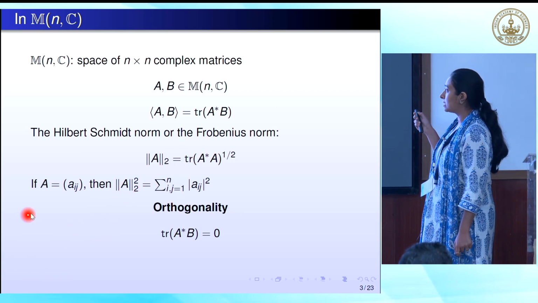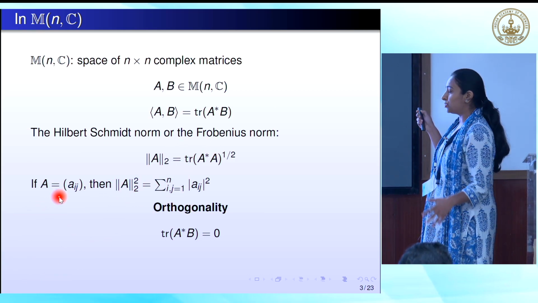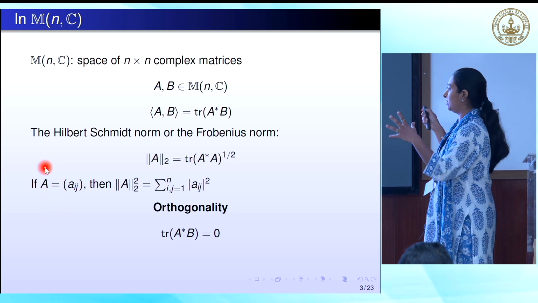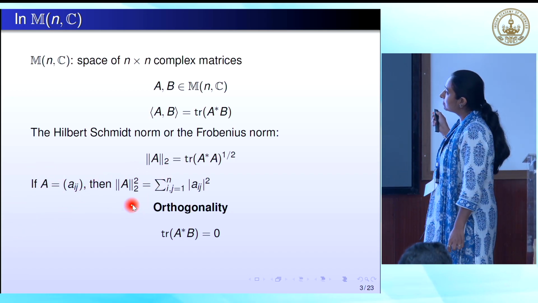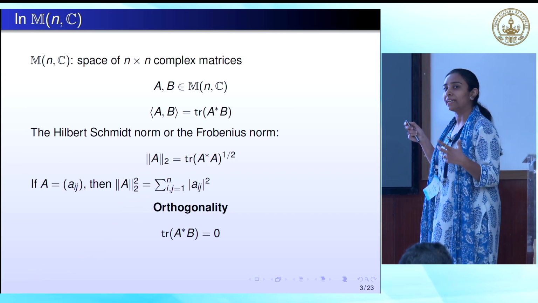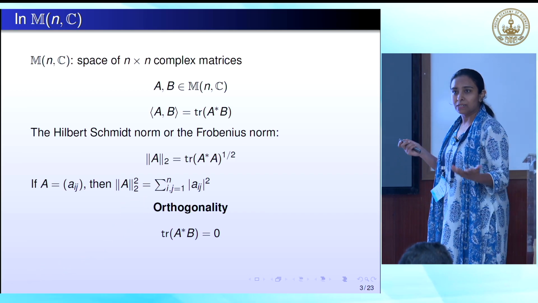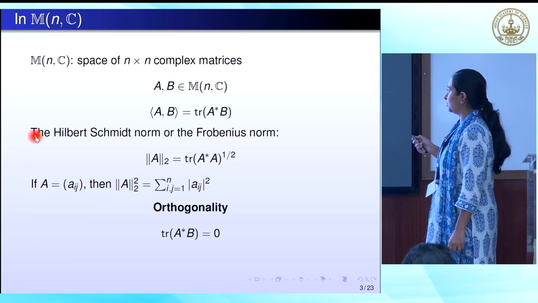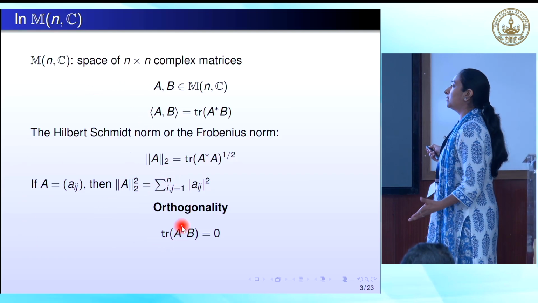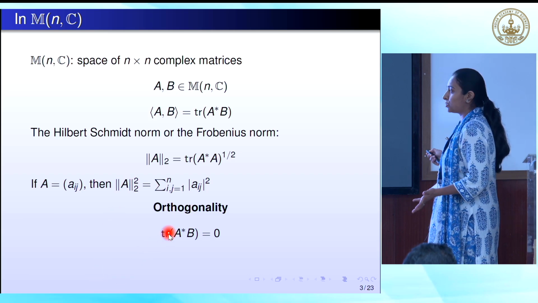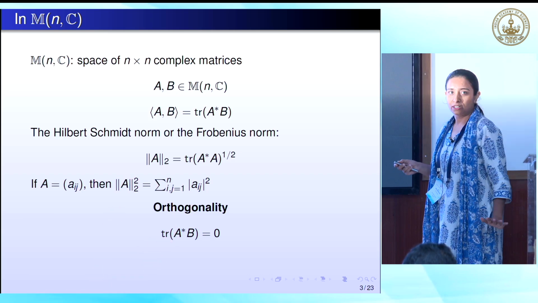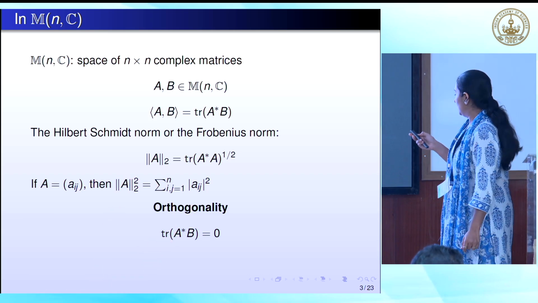So if A was this matrix (Aij), with entries A11, A12, A1n and so on, then this norm will precisely look like the summation of the mod square of all the entries. That's something that we all understand, and then we can define orthogonality with respect to this inner product, which is just trace of A star B equal to 0. So that's our simple situation.